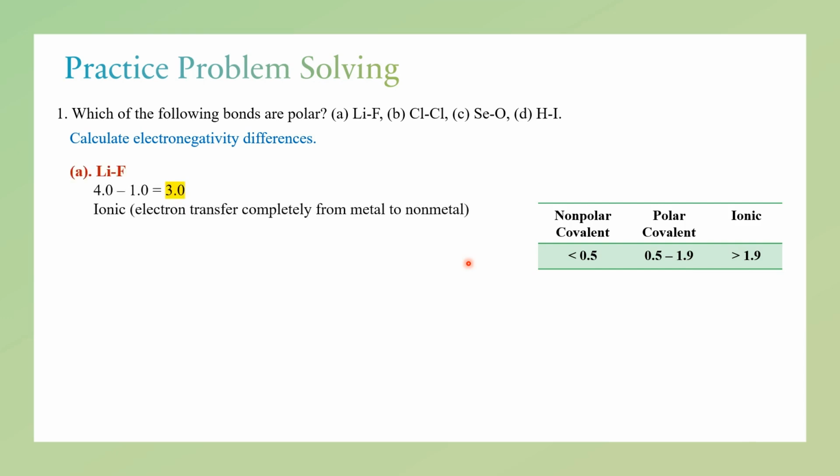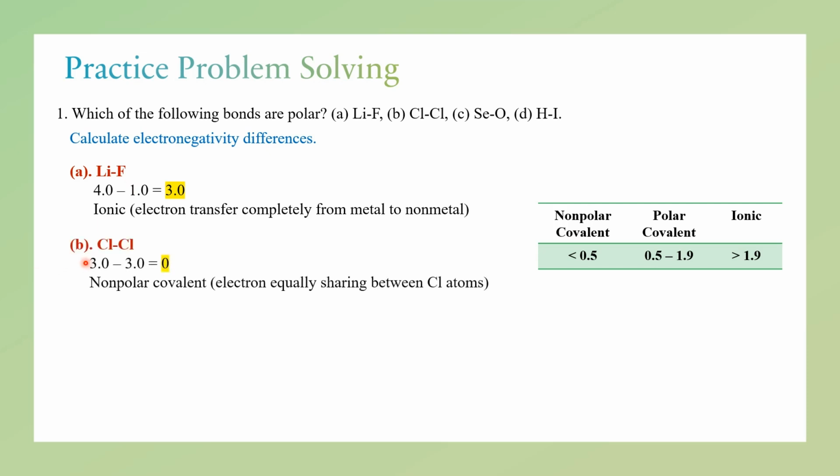First one, lithium and fluorine. Fluorine is 4.0, lithium 1.0. So 4 minus 1, the difference is 3.0. This is greater than 1.9. Then the bond between lithium and fluorine is an ionic bond. Electron transfer from lithium to fluorine.